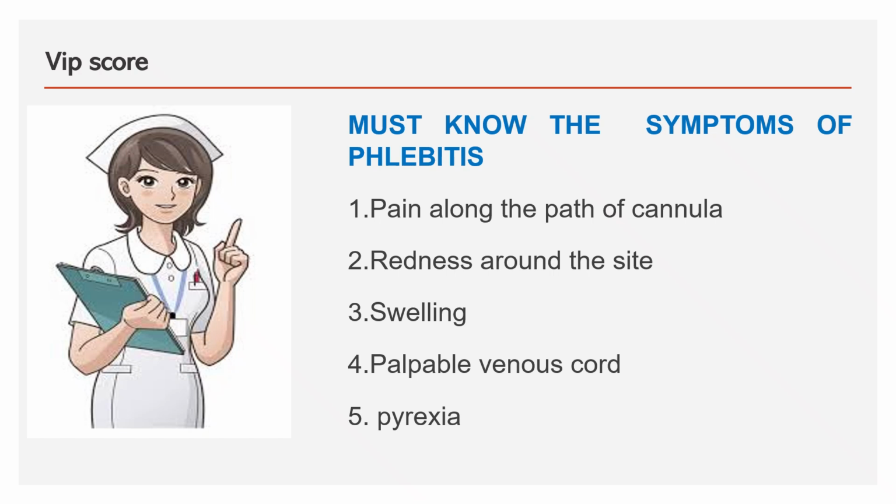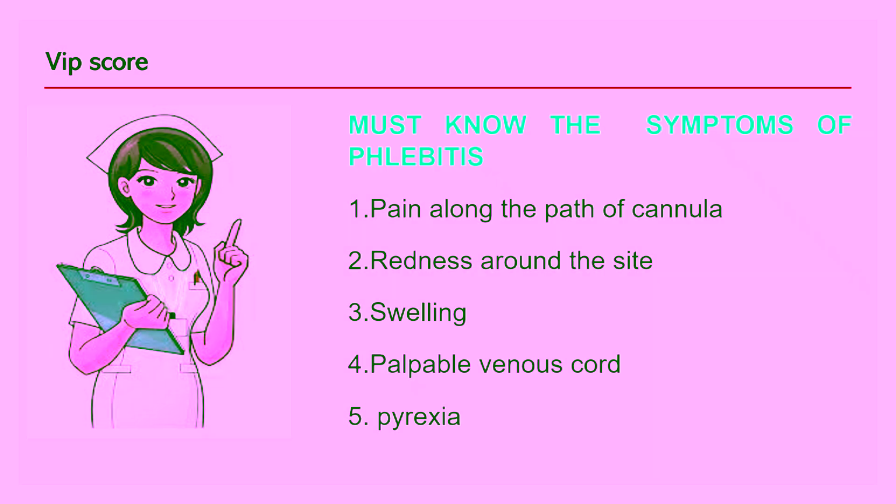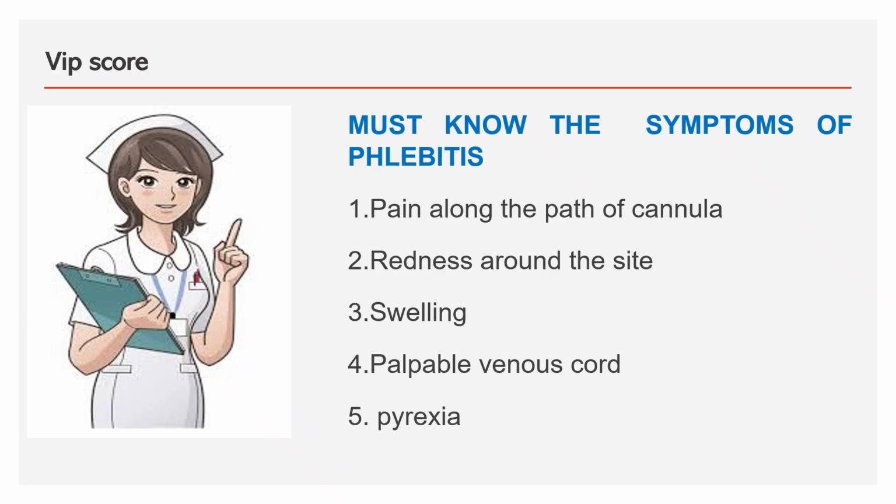Before going to scoring, you must know the symptoms of phlebitis. The symptoms are pain along the path of the cannula, pain at the cannula site, redness around the site of the cannula, swelling, a palpable venous cord, and pyrexia. Pyrexia is nothing but fever. Now let us see in detail.